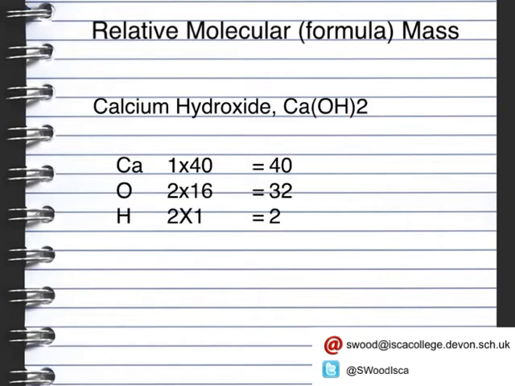So here we have the mass. We've got calcium, which has a mass of 40, and we've got one of those, which equals 40. Oxygen, which has a mass of 16, we have two of those because of this 2 outside the bracket. So 2 times 16 is 32. And then hydrogen, which has a mass of 1, and there's 2 of those, again because of the bracket, equals 2. So when we add all of those up together, we have a relative molecular mass of 74.